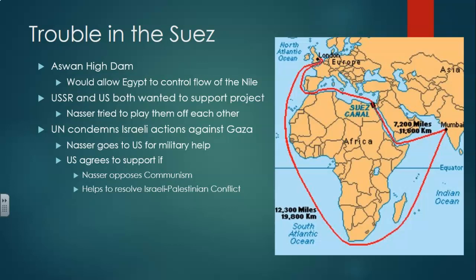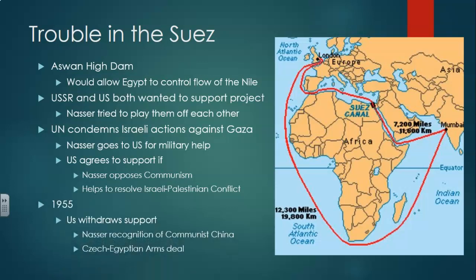So the United States is going to agree to support him in this on two different things. Number one is Nasser needs to oppose communism. If he does not oppose communism, the United States will not help. And number two is Nasser needs to help resolve the Israeli-Palestinian conflict. The United States recognizes that this is a major conflict. They see that Nasser is in a unique position to possibly resolve this conflict. Therefore, they offer him military help if he helps to resolve the conflict.